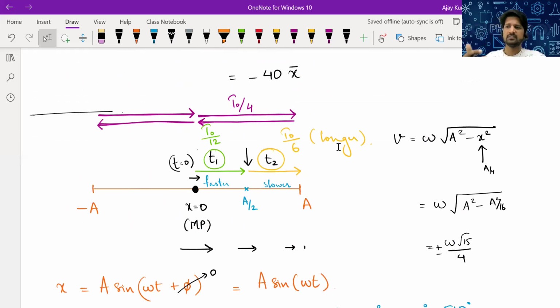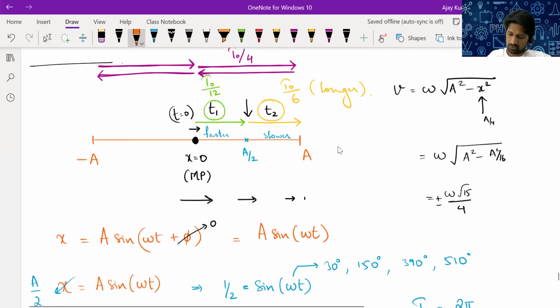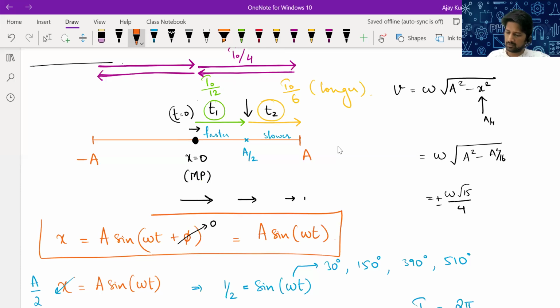So it is obvious that the particle should be starting from 0. Starting means not starting from rest. When t equal to 0, the particle is at x is equal to 0 going forward, at mean position going forward. Based on that, I wrote the equation and then solved the problem. This you are expected to do. Depending on the situation that they describe, you should be able to write its position time or displacement time equation. Okay.